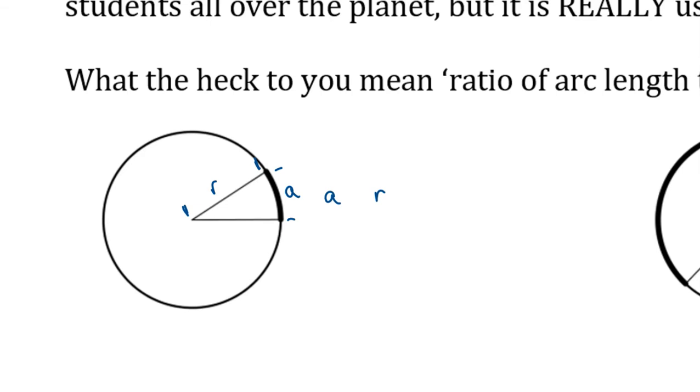1 radian? Nope. Good guess. What I mean is, is the arc length longer or shorter than the radius? Just by looking at it, I think you can tell. Shorter. So you would say A is less than R? Would you agree with that, everybody?